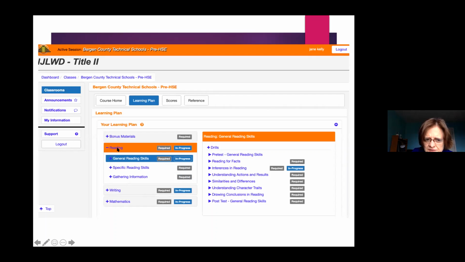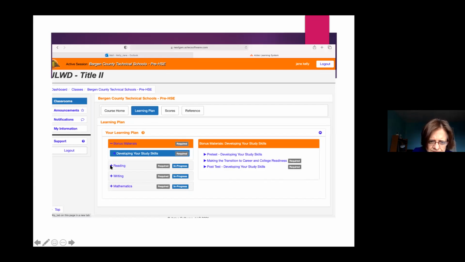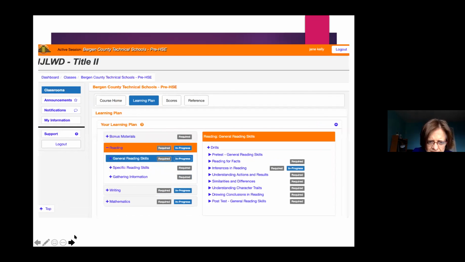And so I clicked on reading. I expanded reading from a +2. I clicked on it and it opened up. So I have general reading skills, specific reading skills, gathering information. This again is pre-HSE, so it's 6th to 8th grade. And these are the different things that we could do. We have a pre-test. And actually, I have one where I've done a pre-test, and I could show you some for you. We start with the pre-test and all different kinds of skills.